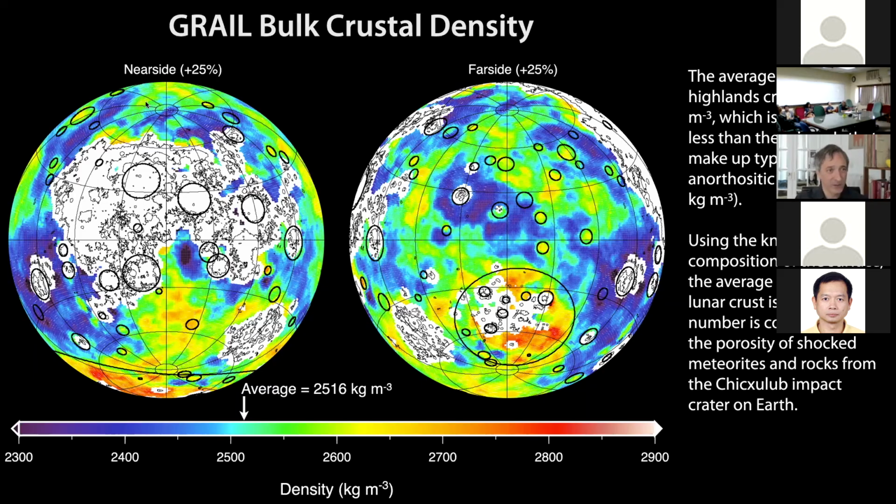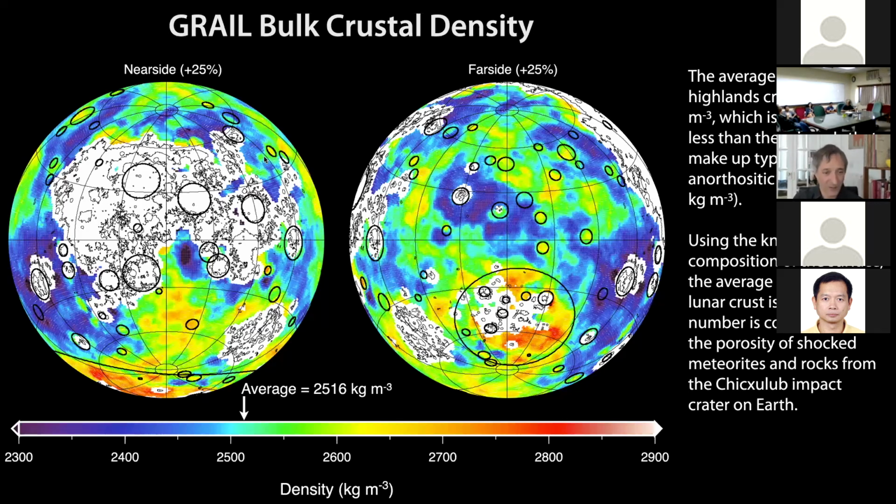And this is a map with the near side on the left and the far side on the right. These white regions are just regions where we couldn't perform our analysis because there are Mare basalts there. The first thing I want to point out is that the average value for the bulk density of the crust is about 2,500 kilograms per cubic meter. Now, this number might not mean much to you, but the number that we expected was considerably higher. In particular, just based on the composition of the rocks that we picked up on the surface of the moon, we know that the density of the minerals that make up the crust is roughly 2,800.